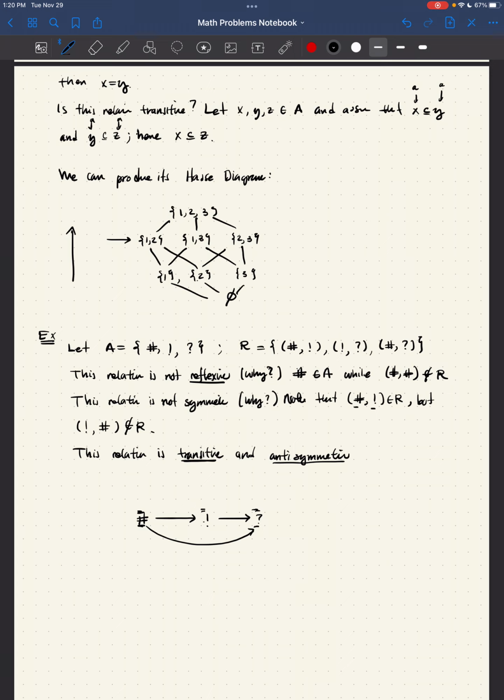So whenever you have a finite set and a binary relation on that set, we can test for all these properties. We can actually produce algorithms to test them.